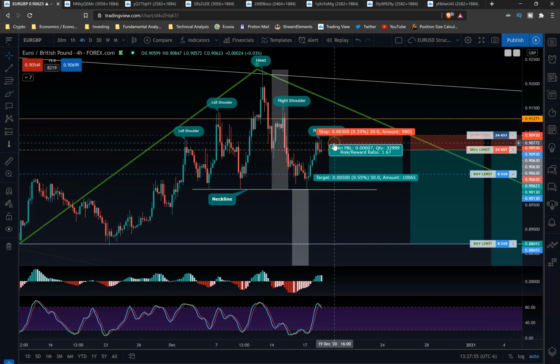I have a 30 pip stop loss on this, and obviously that first 50 pips scale out. I'm gonna keep that regardless if I have a 30, 20, 10, 15, or 50 pip stop loss. My first scale out is always going to be 50 pips.